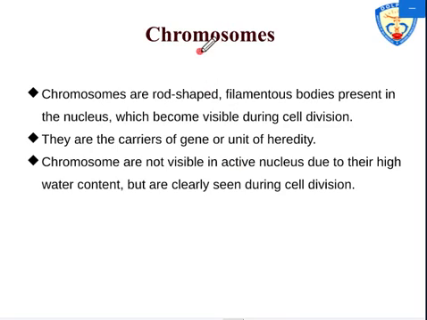So what are chromosomes? Chromosomes are rod-shaped, filamentous bodies that are present in the nucleus and become visible only during cell division. They are the carriers of genes, which are the units of heredity. Chromosomes are not visible in an active nucleus due to the high water content. But at the time of cell division, when they are in the most packaged, most condensed form, they are clearly visible.